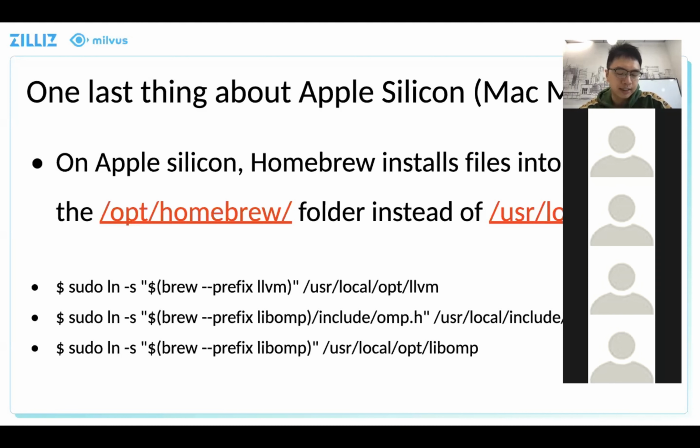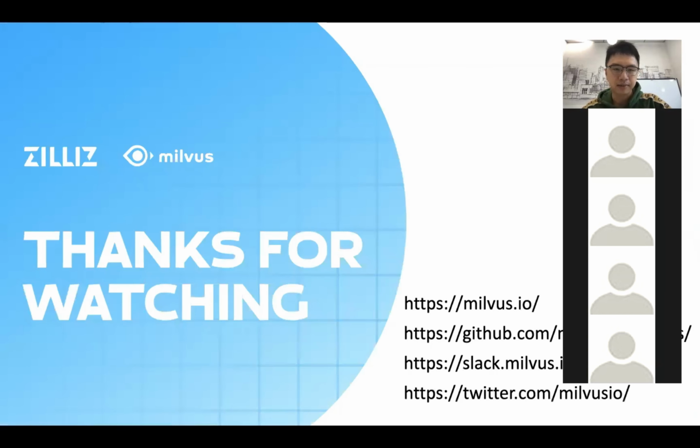As I mentioned, there are a lot of tricky things with Mac M1 machines and also Intel Mac machines, but don't worry about those. We have taken care of everything for you. What you need to do is just install dependencies, make, and run unit tests. So that's pretty much it about the Mac part.